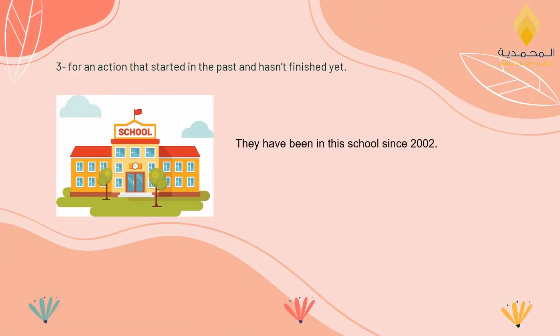The third use of the present perfect is for an action that started in the past and hasn't finished yet. So for example, they started going to this school in 2002 and they are still going to this school. So I am going to say they have been in this school since 2002.